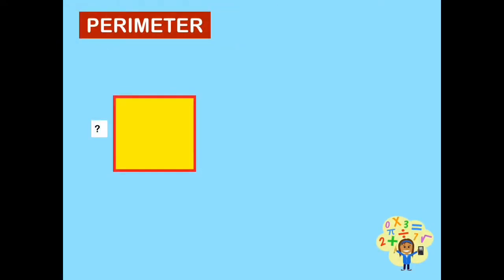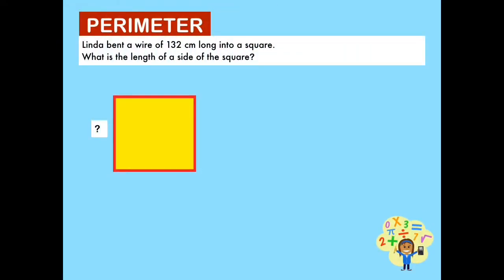Let's try another example. Linda bent a wire 132 centimeters long into a square. What is the length of a side of the square? I'll give you 20 seconds to answer. 132 divided by 4 is equal to 33. The length of a side of the square is 33 centimeters.